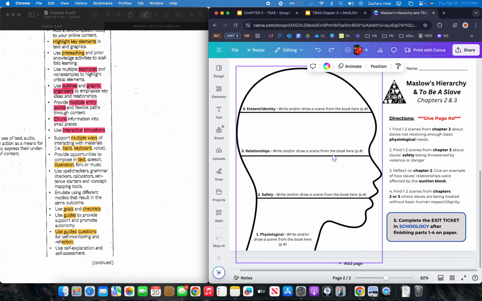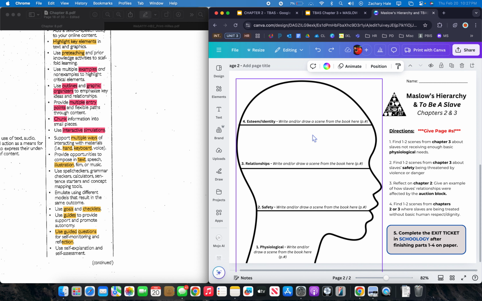So yeah, I was hoping with this assignment to give students a little bit of freedom, and I did see some cool visual illustrations as opposed to just finding quotes and explaining. It was nice to see students be able to draw a little bit.